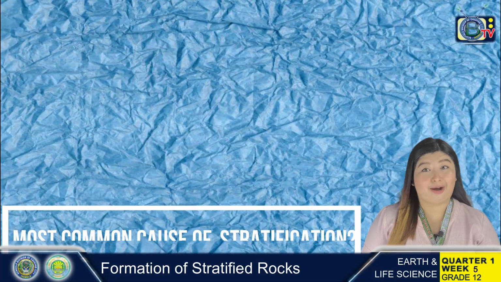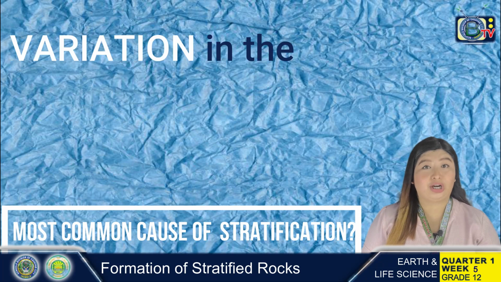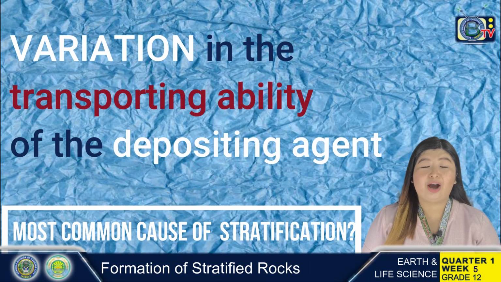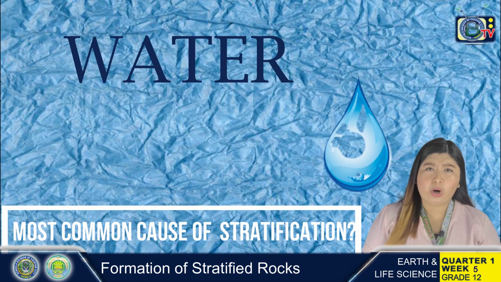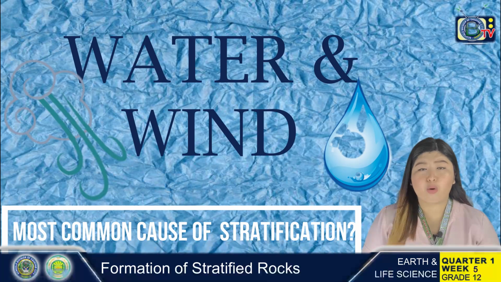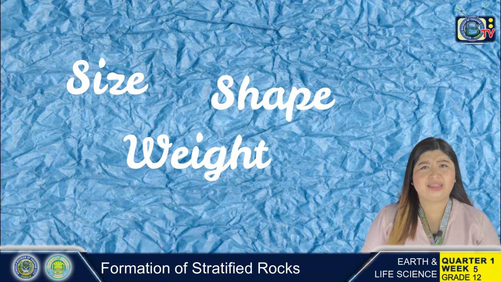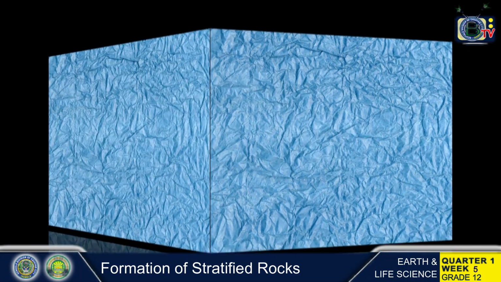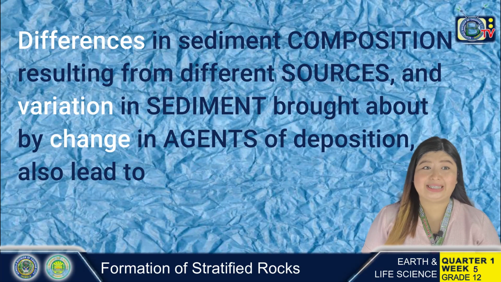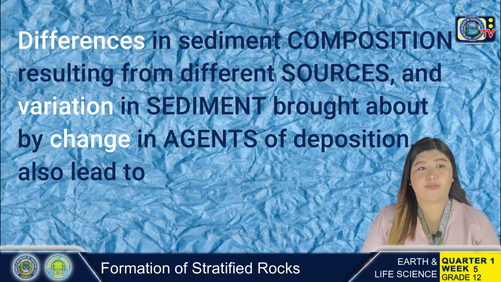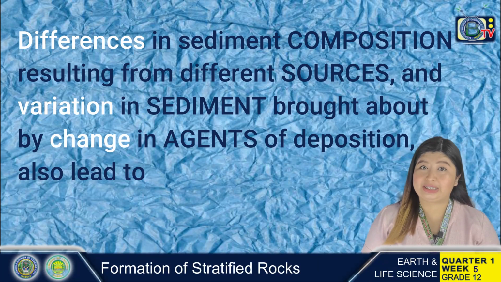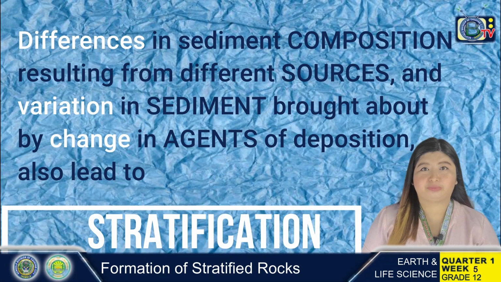The most common cause of stratification is variation in transporting ability of the depositing agent. Water and wind sort sediments according to size, weight, and shape of particles, and these sediments settle in layers of relative homogeneity. Differences in sediment composition resulting from different sources and variation in sediment brought about by changes in agents of deposition also lead to stratification.